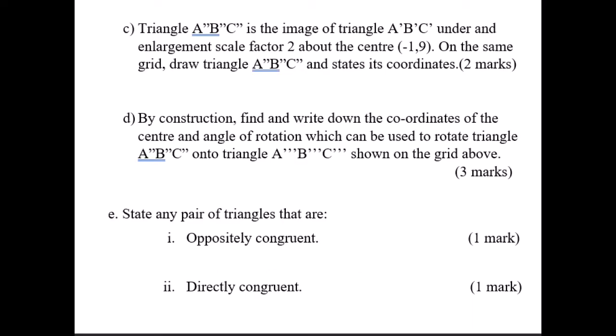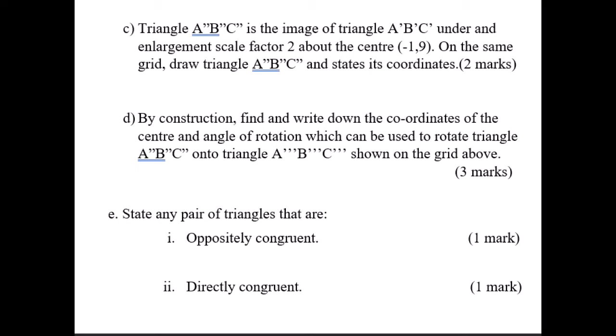Part C of the question, you have now the second image that is obtained by enlarging the first image, that is triangle A prime, B prime, C prime, and the enlargement scale factor is 2. The center of enlargement is (-1, 9). So of course you draw the second image. Part D, it's now by construction. You determine now the angle of rotation and the center of rotation that maps now the second image you have there, the enlarged image, and the third image that already was drawn.